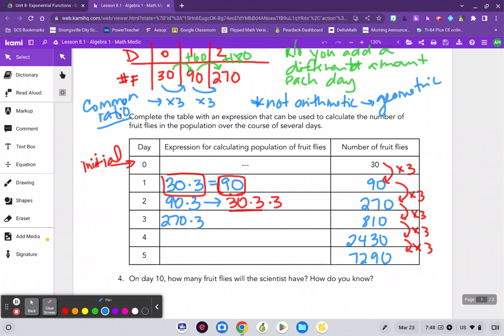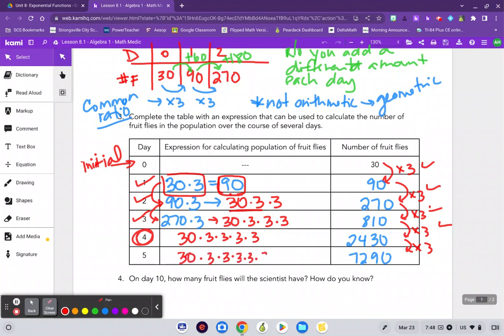times 3. But really what happened is I'm taking this 30 times 3 and I'm multiplying by 3 again, and then I'm multiplying by 3 again. And so really I could say I had 30 times 3, that was this first one, times another 3 times 3 again. And it turns out that I can repeat this process. However many days there are, that's the number of times I've multiplied by 3, right? 1, 2, 3, now multiplying 4 times. So I'm taking that initial 30 and I'm going to multiply by 3 4 times. And for day 5, I'm going to take that initial 30 and multiply by 3 5 times.